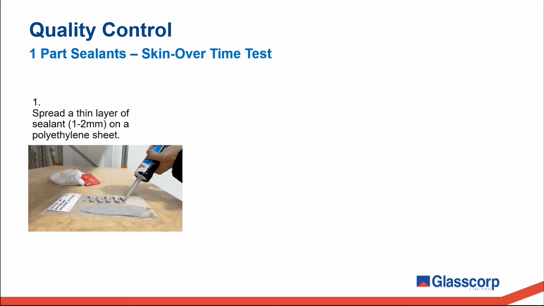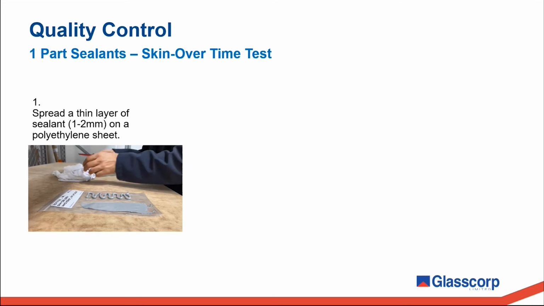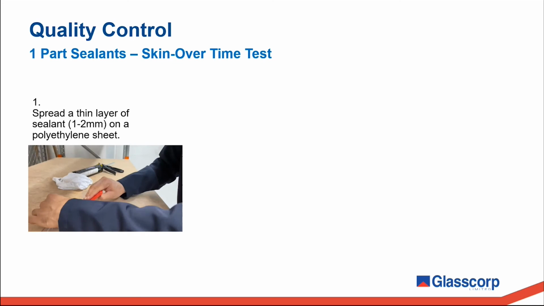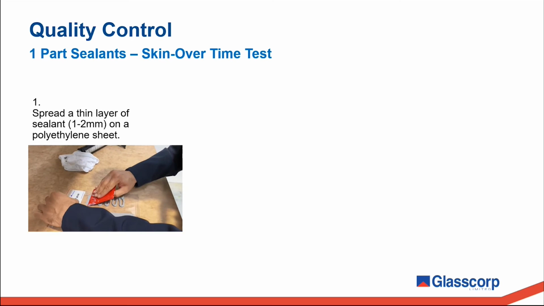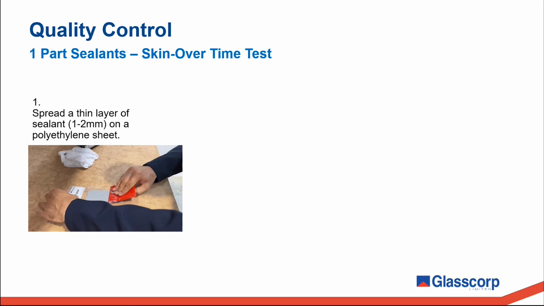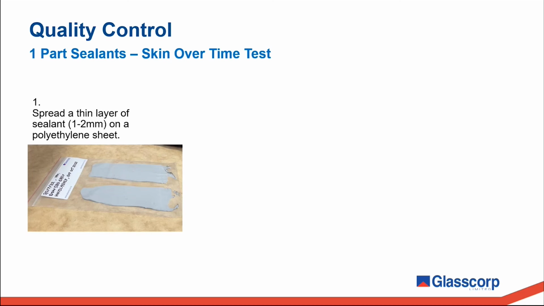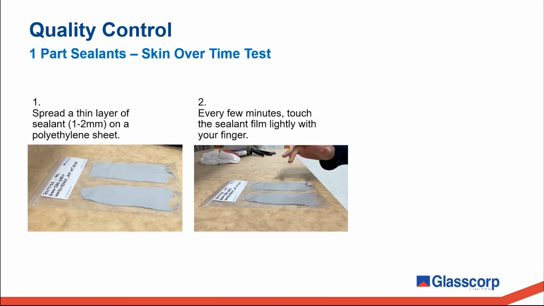Start by spreading a thin layer of sealant up to a couple of millimeters thick on a polyethylene sheet. Glad bags work great for this. This is what we use for our in-house testing. Essentially, you just need a surface that the sealant is not going to stick to. Every few minutes, touch the sealant film lightly with your finger.